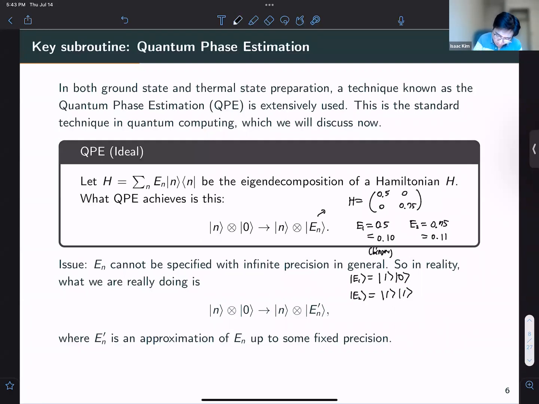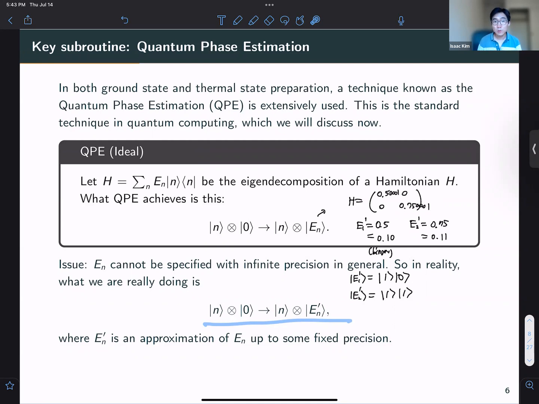But for example, if I have something like this for E1 and E2, I won't be able to write them down exactly in 2 bits. So I'll have an approximation of E1 and E2, which I write down as E1 prime and E2 prime. So that's what we have here. But modulo those little subtleties, this is essentially what we're trying to achieve.